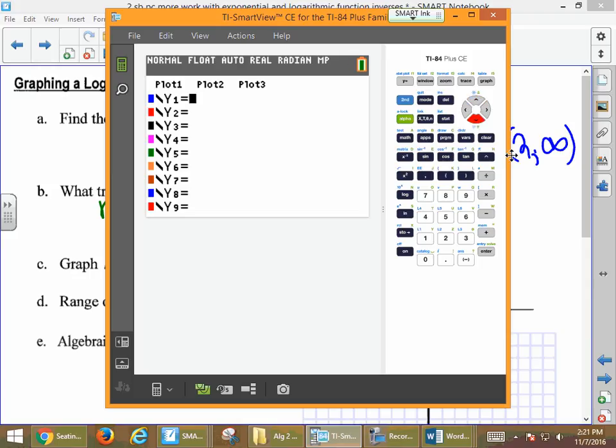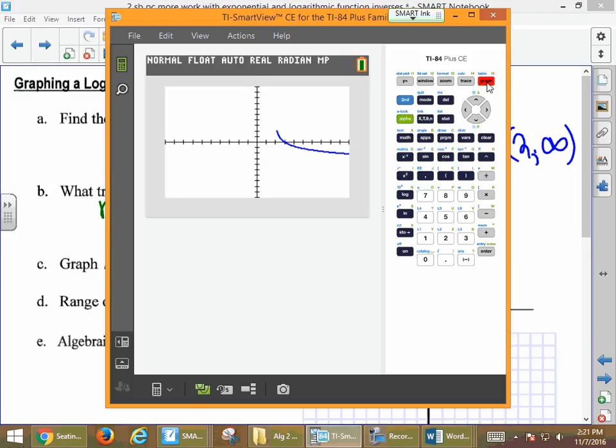And we can type in our function here. The natural log button is the third, it's to the far left, it's the third button up. So it's going to be negative natural log of x minus 2. And then we can look at the table. And in fact, we can even look at the graph. I'm going to go for table. Oh, it's graphed after all.